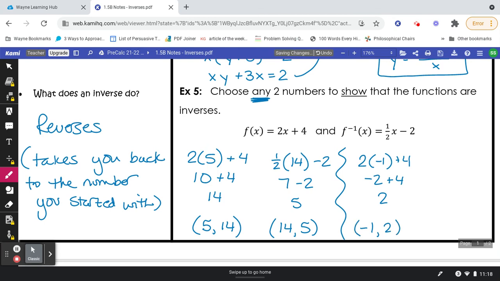Now the goal is to show that 2 is going to take me back to the -1. So half of 2 is 1. 1 minus 2 is -1. So when I plugged in a 2, I got an answer of -1. You can see it does take me back to where I started.